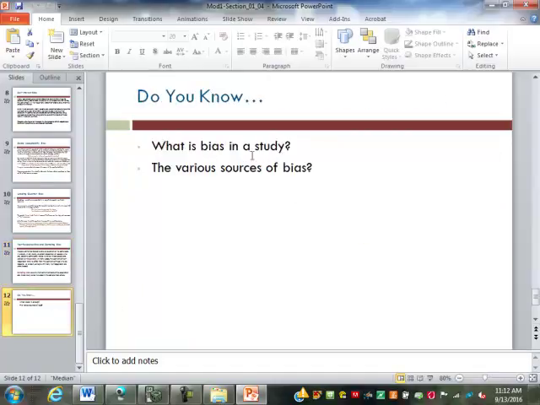So what is a biased study? A biased study does not necessarily mean you get results that are different from the population. A biased study just means that there's something systematically in the system that makes it more likely to get results that are different from the population. And we've looked at many of the different sources of bias.